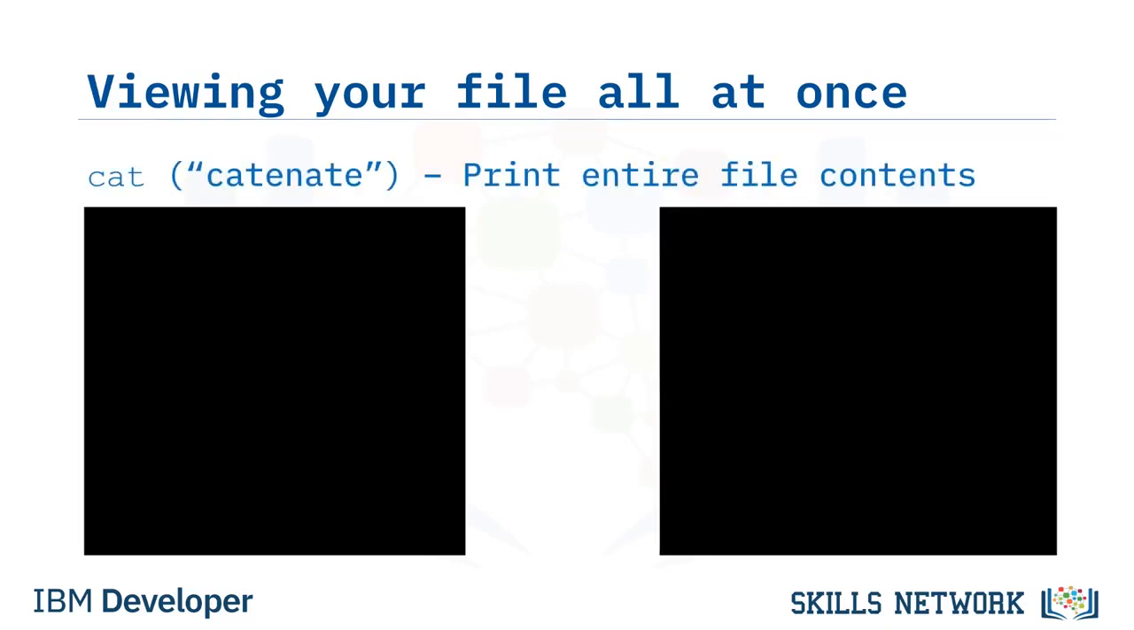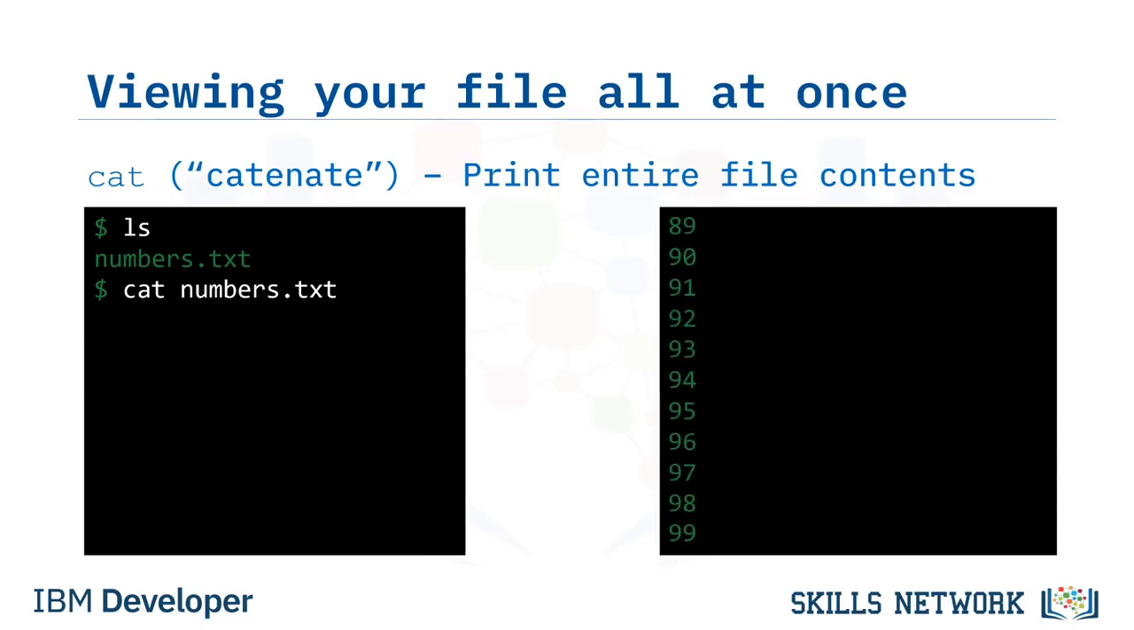To begin with, you can use the cat command to print the entire file to standard output. Suppose your current directory contains a single file called numbers.txt, which you can see by entering the ls command. To print the contents of this file to standard output, you can type cat numbers.txt, which produces the output shown here, consisting of the numbers 89 through to 99. You can see that the output takes up the entire terminal window.